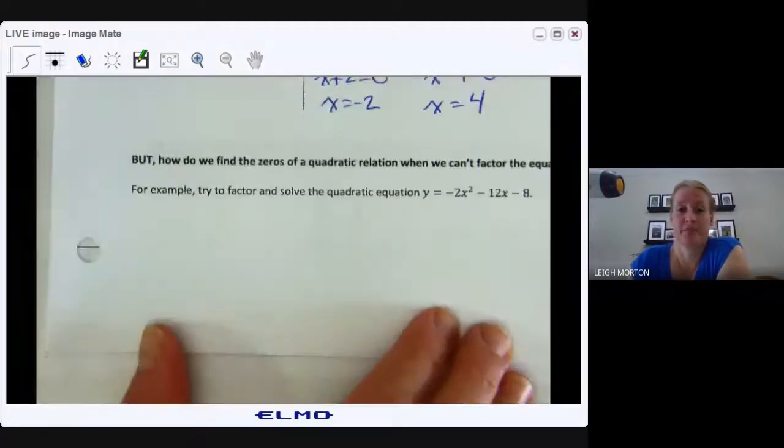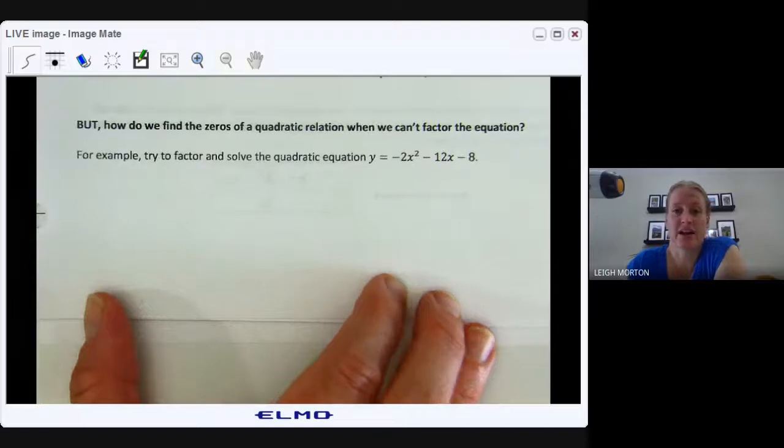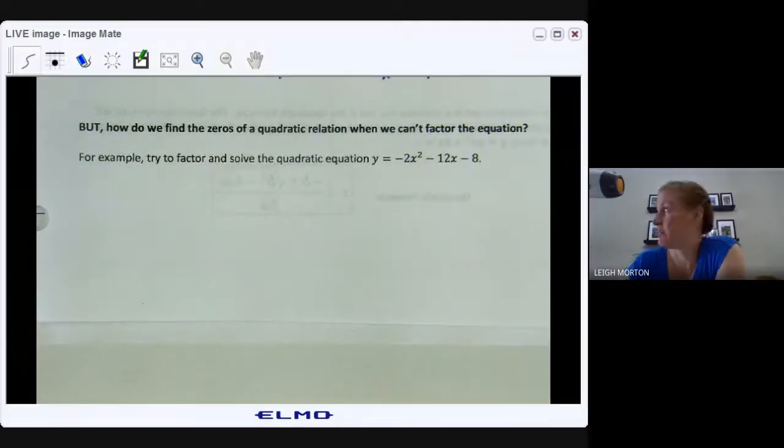Right now, though, how do we find the zeros of a quadratic relation when we can't factor the equation? Take a look.